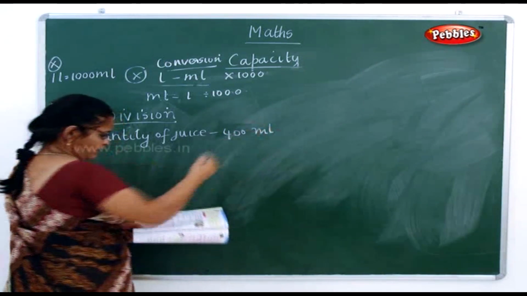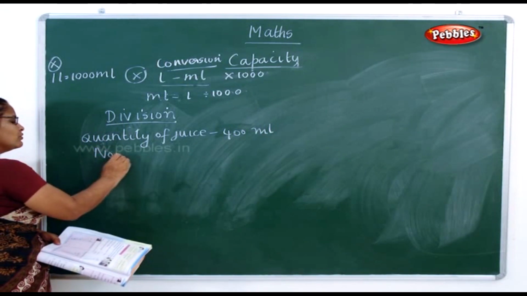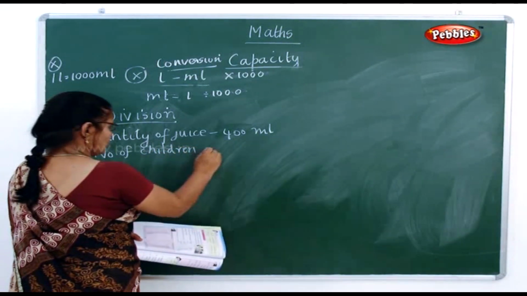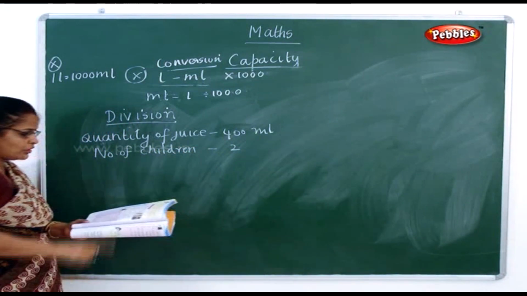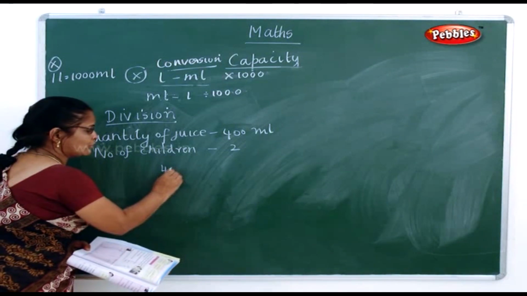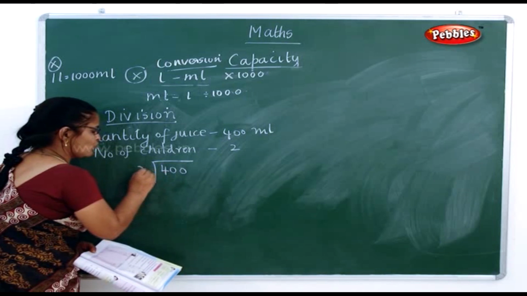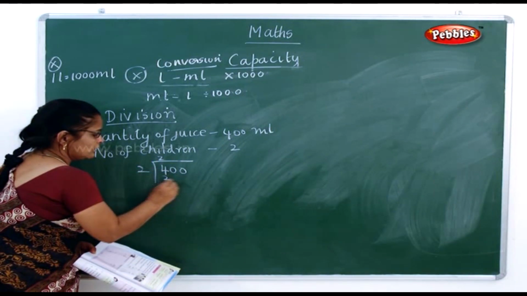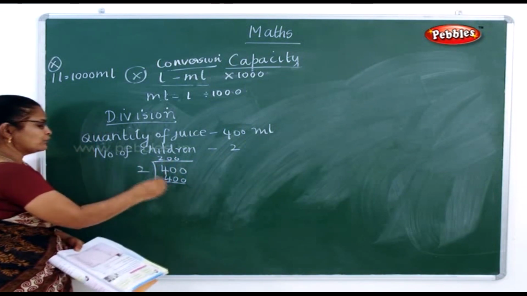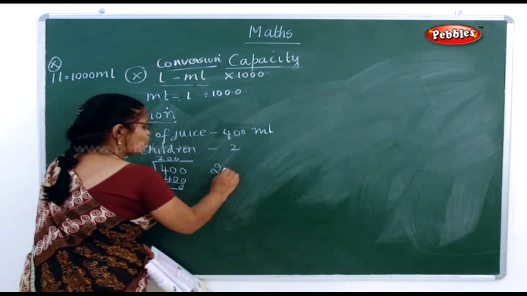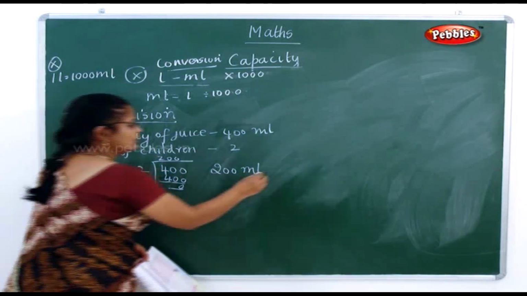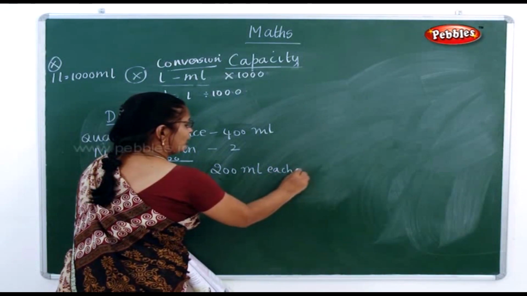It is 400 ml. Now, how many children are there? 2. So, now what is the question they have asked? How much juice does each one get? So, what you have to do? You have to divide by 2. So, 400 divided by 2 is how much? 200 into 2 is 400, right? So, you get 200 ml each. Each gets 200 ml of juice.